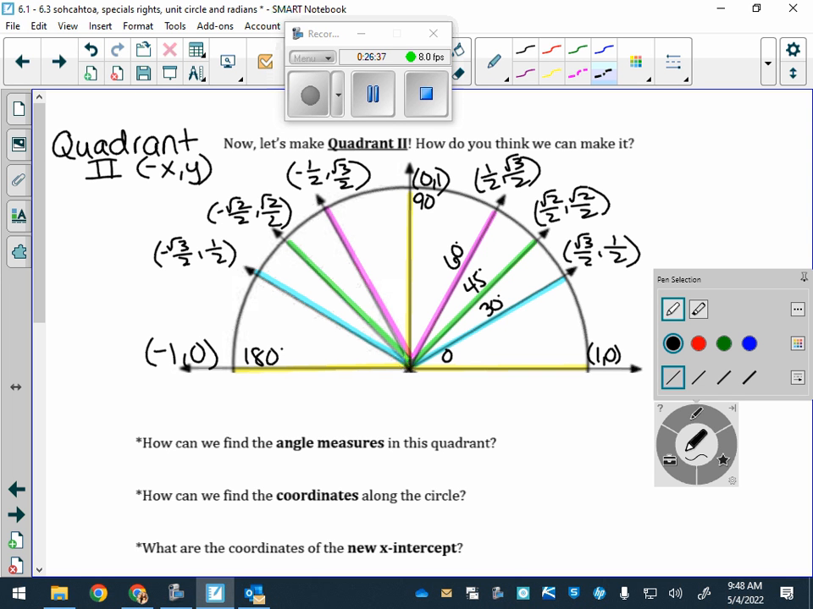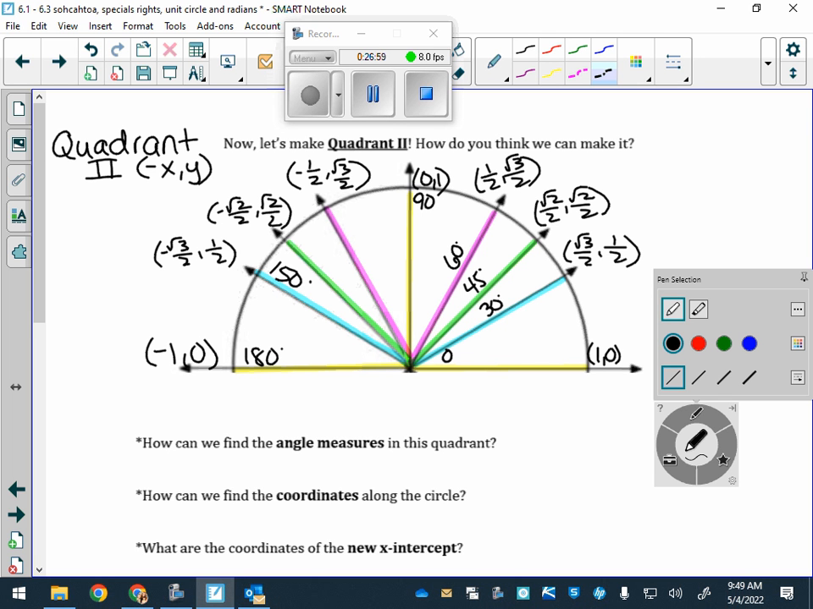You would subtract 30 from 180 in order to get what? 150. So 180 minus the blue, which is 30. 180 minus 30 gives you 150.